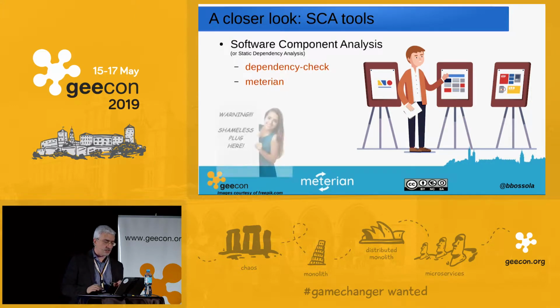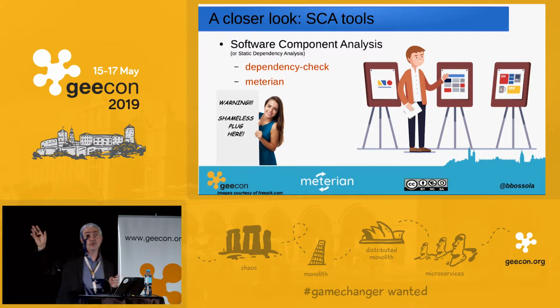And here I have a shameless plug because I'm going to show you my tool, just because I want to show you the licensing part, because dependency check doesn't do it. For up-to-date libraries and vulnerabilities, dependency check is probably good enough for Java. So let's have a look at how it works.